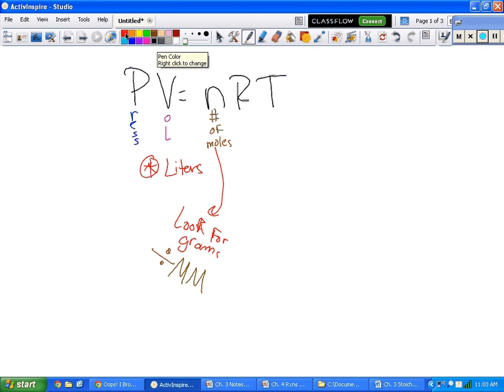What is T? Temp. There are only a few cases where we ever use 1 unit. What's the one we must always use? Kelvin. Very good. This one must be in Kelvin. All right, so let me go back over here.